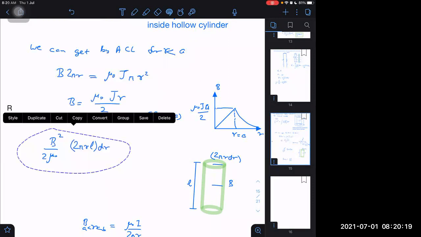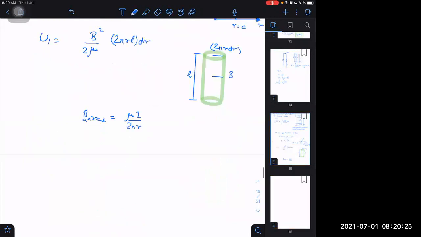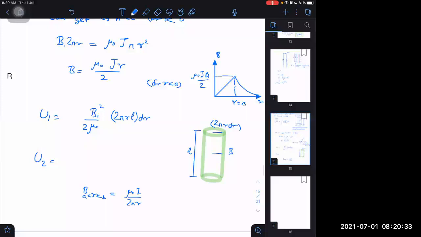Okay. Let's call this energy U1. Similarly, U2 I can get by taking the magnetic field. This is, let us say, B1.